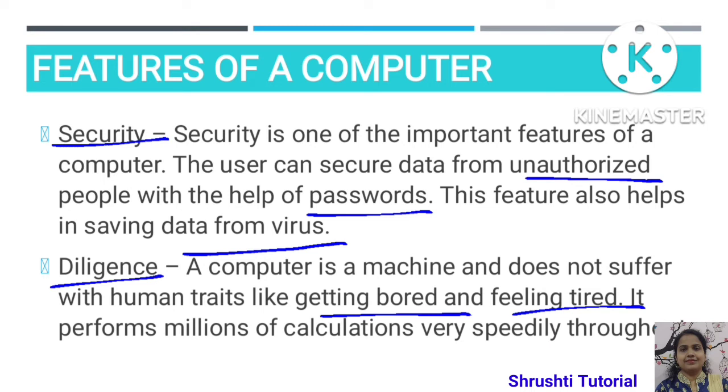If we are doing the same work continuously again and again, we say that we are feeling bored, we cannot do this again and again. But a computer doesn't say that I am feeling bored after doing the same work repeatedly. Okay, and I am feeling tired also. This feature is known as diligence.